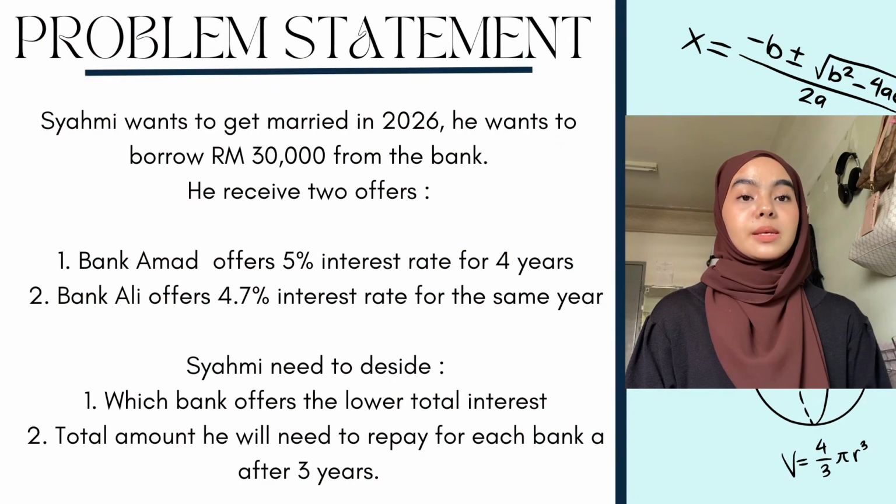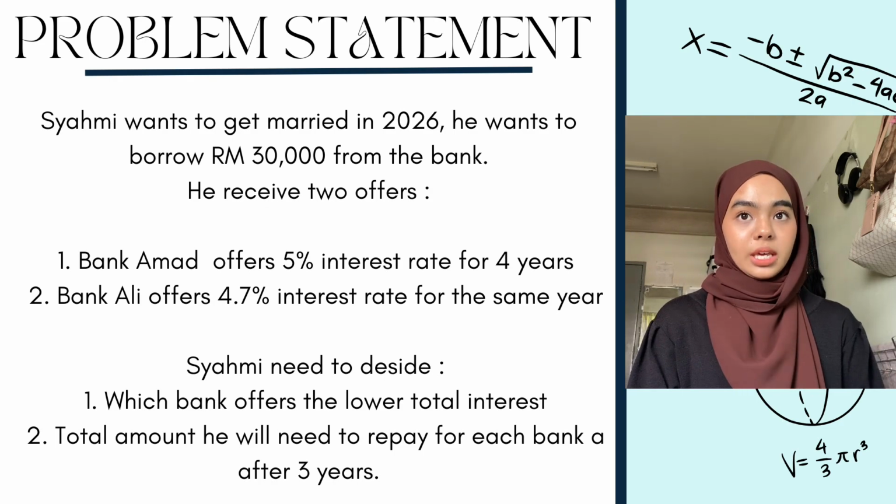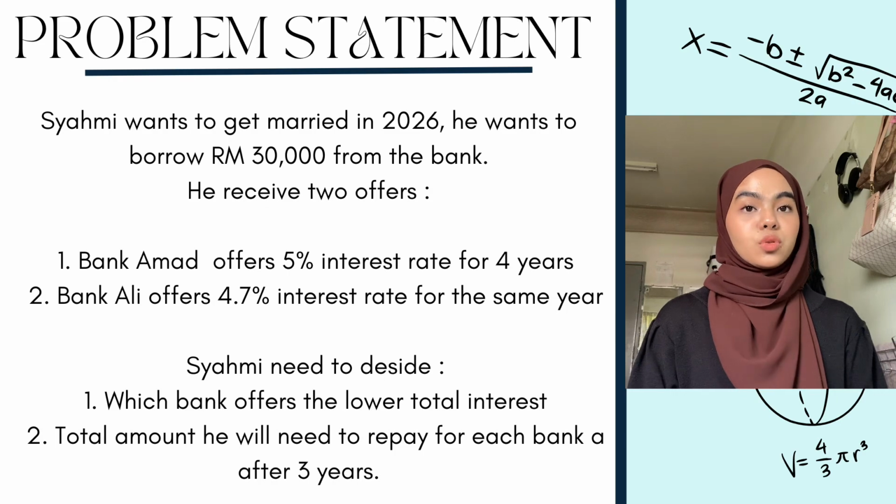Problem statement for simple interest. Shami wants to get married in 2026. He wants to borrow RM30,000 from the bank. He received two offers.